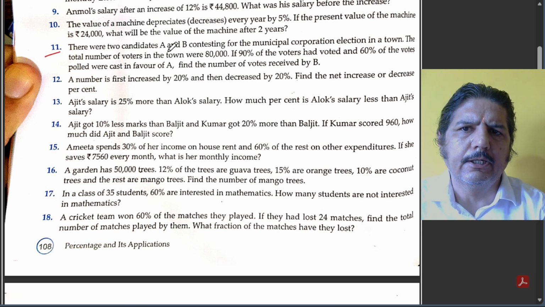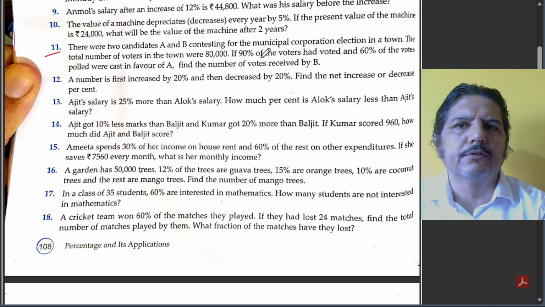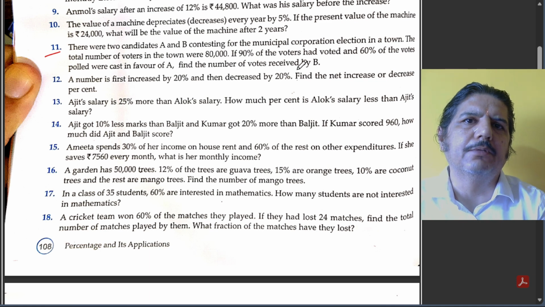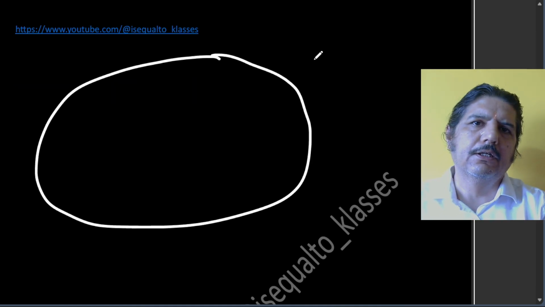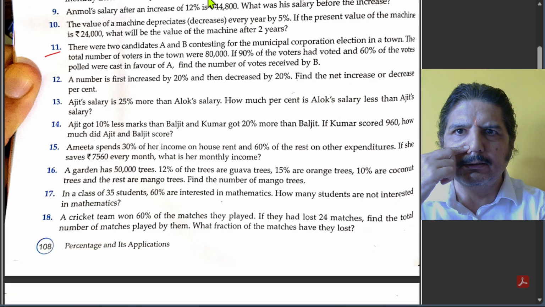There were two candidates A and B contesting for the municipal corporation election in a town. The total number of voters in the town were 80,000. If 90% of the voters had voted and 60% of the votes polled were cast in favor of A, find the number of votes received by B. So in short, what is happening is that there is a town in which there are registered voters. The number of registered voters are 80,000.